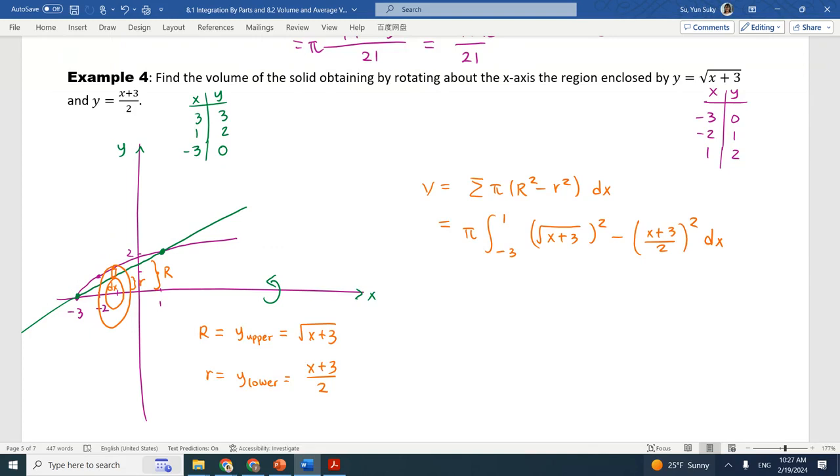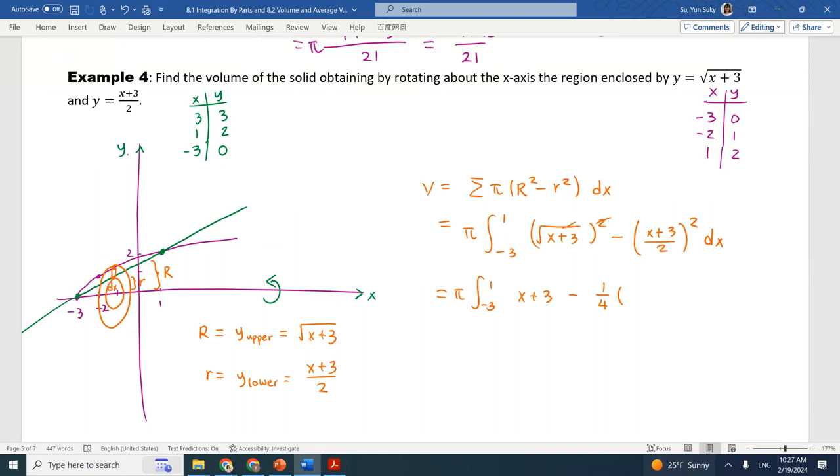Yes, everybody? Yeah, we can cancel the square root and the square. We get x plus 3 minus, what is 2 squared? 4, yes. So this is like 1/4 times x plus 3 squared. Yeah? What is x plus 3 squared?